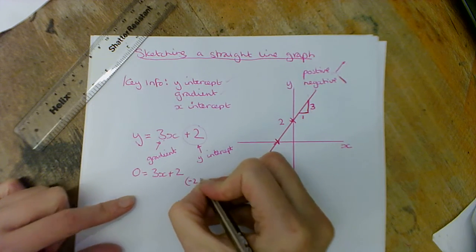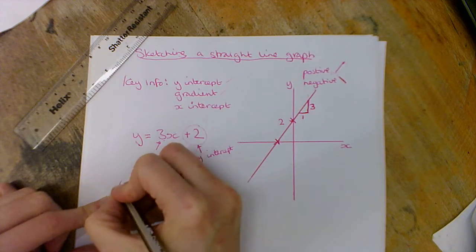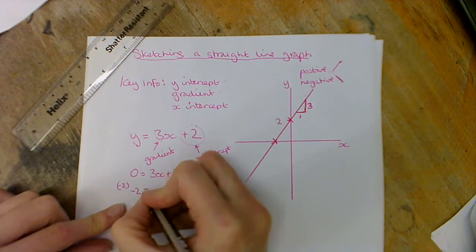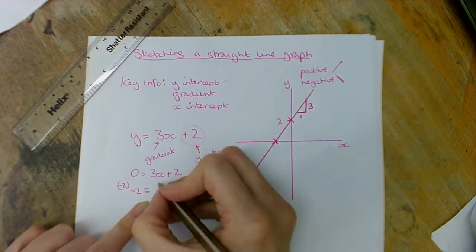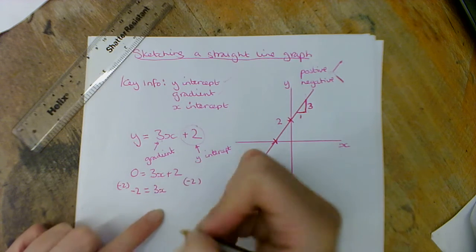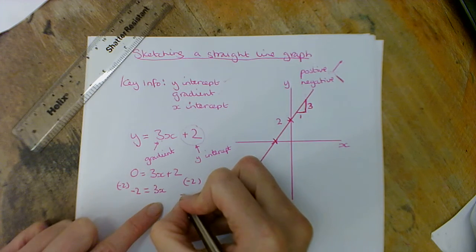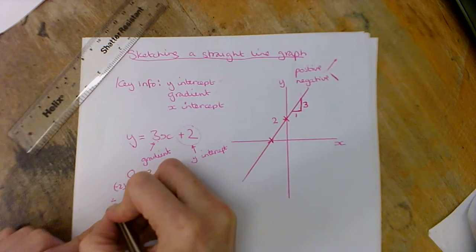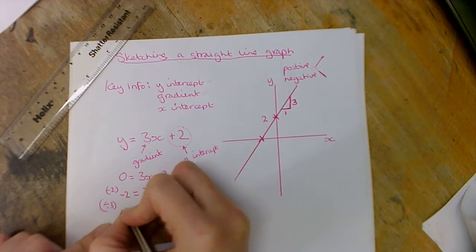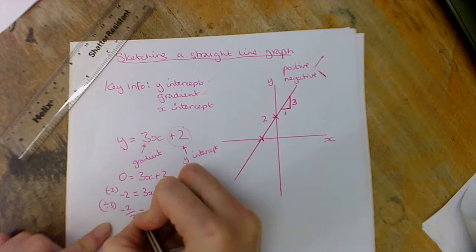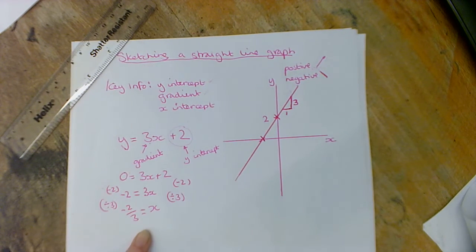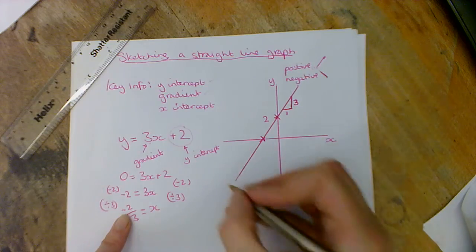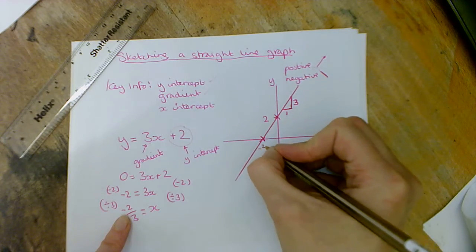And then I can solve this equation to find my x-intercept. So take away 2 from both sides. Always keep your equation balanced. So minus 2 is equal to 3x. And then that's 3 lots of x, and I just want 1 lot of x, so I divide by 3. So that's minus 2/3 is equal to x. So my x-intercept is minus 2/3.